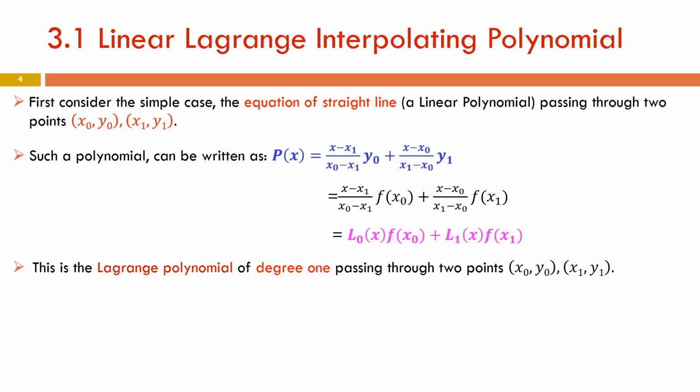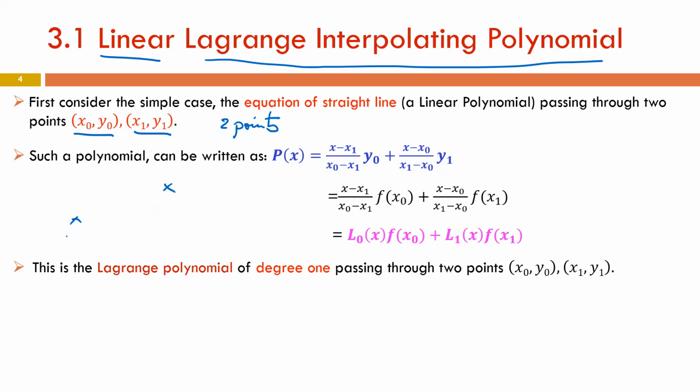So let's try to construct this polynomial. We start with the easiest case, which is the polynomial of degree 1, a linear Lagrange interpolating polynomial. For linear, degree 1, we need 2 points. So we are given 2 points here, x0, y0 and x1, y1, and we are trying to find the linear polynomial, the polynomial of degree 1.